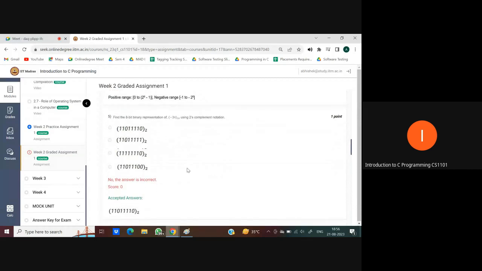Fine. So now question number 5, you have to find out the 8-bit binary representation of minus 34 using 2's complement notation. Let me see how many of you can get this done. What do you think? How would you do it? What are the steps?